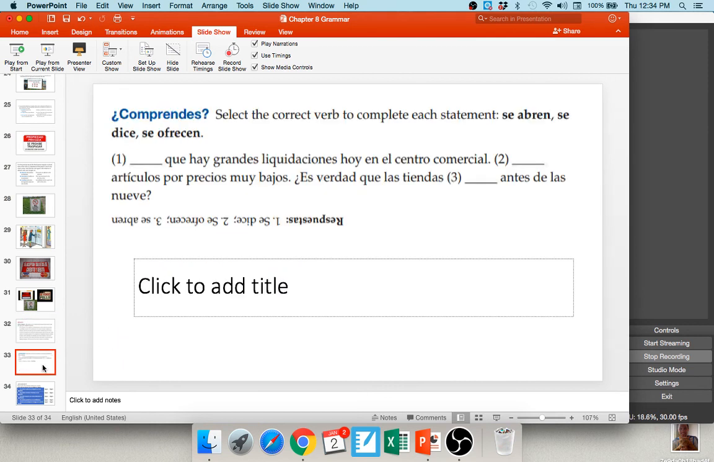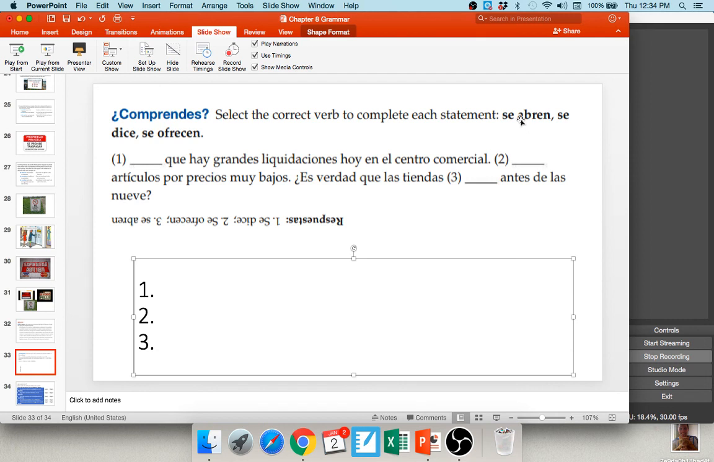Here's another one for you to try. It tells you that blank, que hay grandes liquidaciones hoy en el centro comercial. So blank, that there are big sales today at the mall. So your options are se abran, one opens, se dice, they say, or se ofrecen, they offer. In this case, we would use se dice, one says that. Se dice que hay grandes liquidaciones. I would like for you to pause this and give numbers 2 and 3 a try, please.